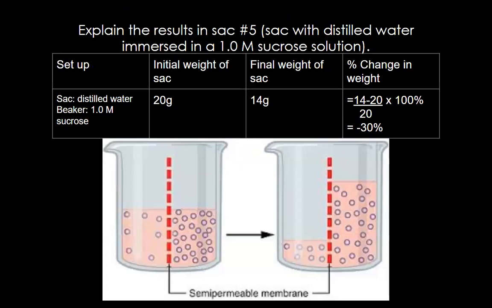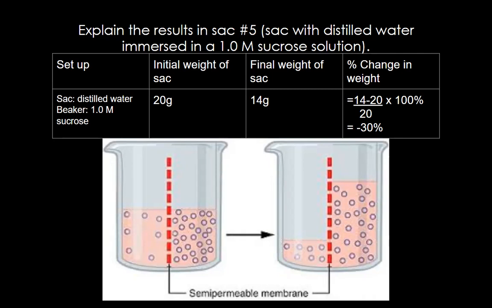Okay? Now, when it comes to the results in sac number 5, it was unique because instead of the sac gaining weight, it actually lost weight. And this is because I want you guys to remember that osmosis is the movement of your solvent molecules, specifically water, from an area of low concentration to an area of high concentration. And as you can see in the fifth setup, the area of low concentration is inside the sac. It's the distilled water. Whereas the area of high concentration is in the beaker, which contains the 1M sucrose.